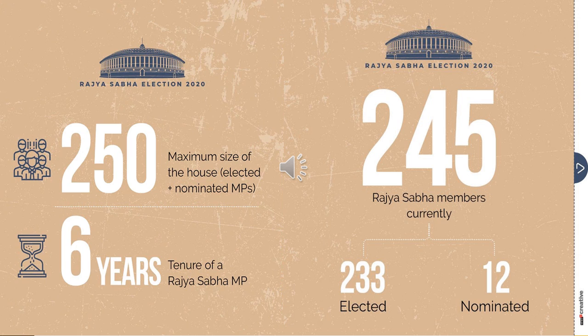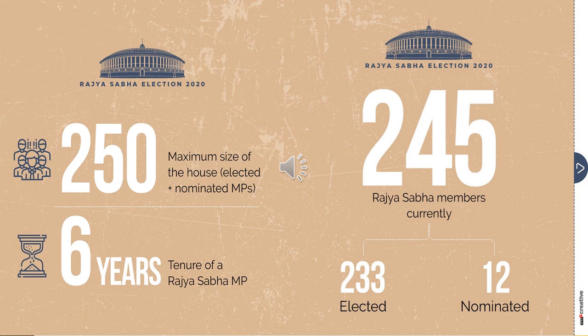They are nominated from among persons having special knowledge or practical experience in the field of literature, science, sports, art and social service. Recently, about 2 years before, Sachin Tendulkar, a famous cricketer, was nominated as a Rajya Sabha member. So persons who have special knowledge or practical experience in literature, science, sports, art and social service are nominated as Rajya Sabha members by the President of India.